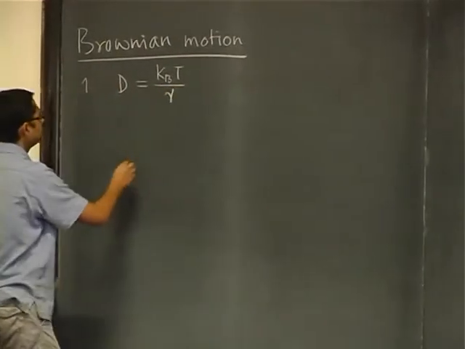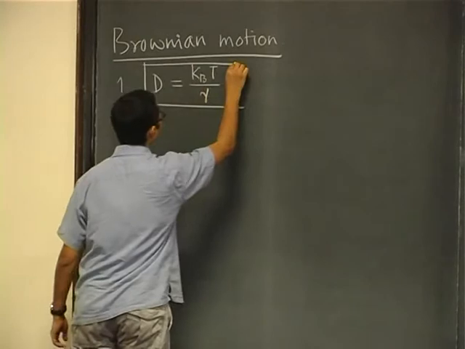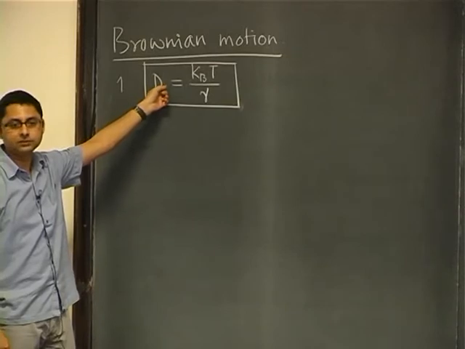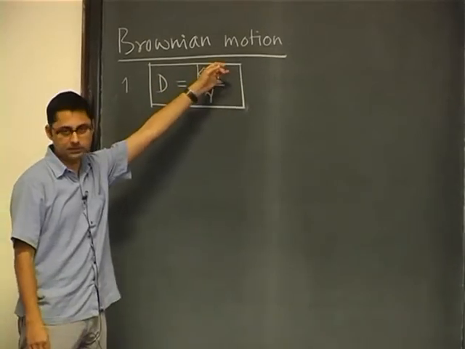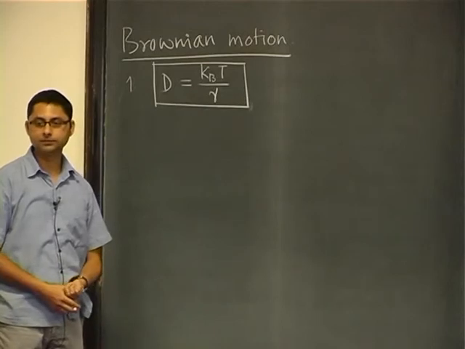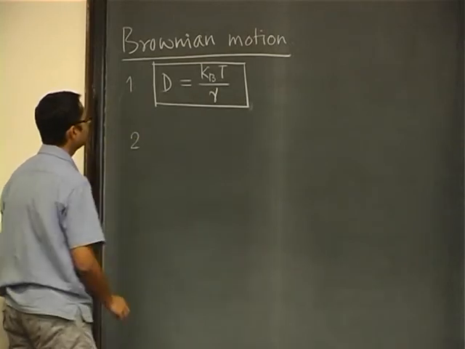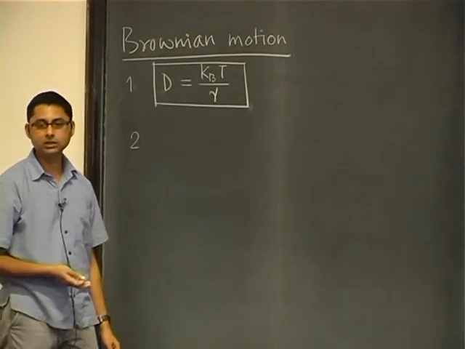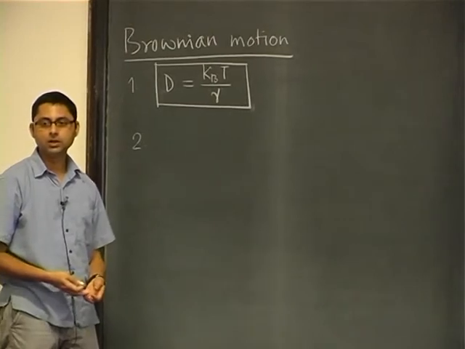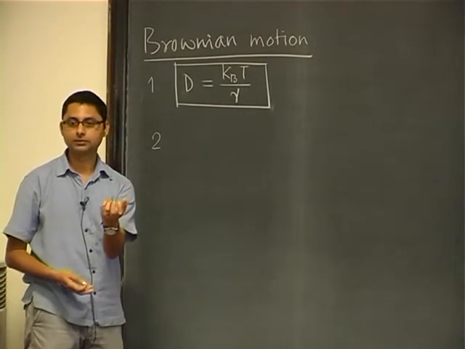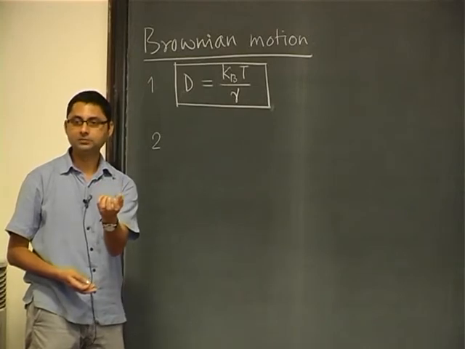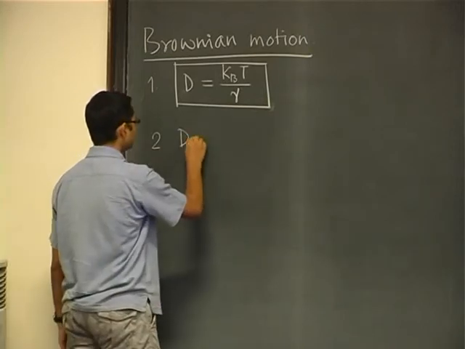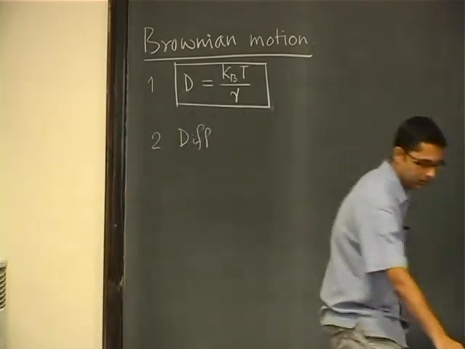So this is where we stopped yesterday. Here is the diffusion coefficient in terms of the parameters of the medium: the temperature of the medium and the friction coefficient of the medium. So today we are going to obtain this diffusion coefficient in terms of the microscopic fluctuation of the particle. So now we will just look at the particle and obtain an expression for this diffusion coefficient in terms of that.